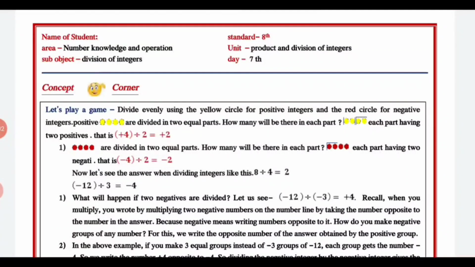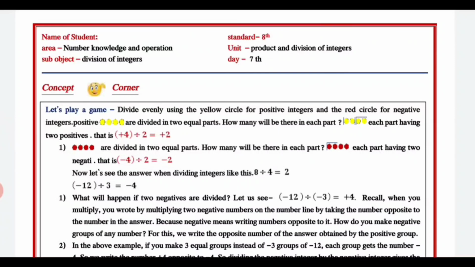Now let us go on to the 7th day. On 7th day we have to solve the sums based on the area, number, knowledge and operation. Unit is product and division of integers, and subunit is division of integers. So this is day 7, where the concept corner is, which concepts you all have to clear. These are the concepts of division of two integers.